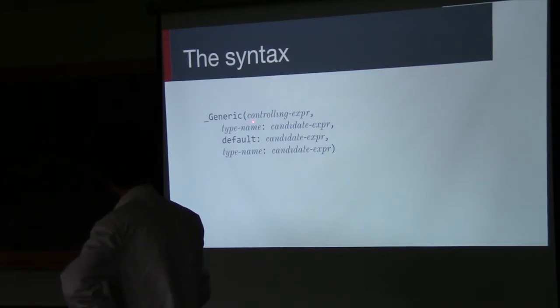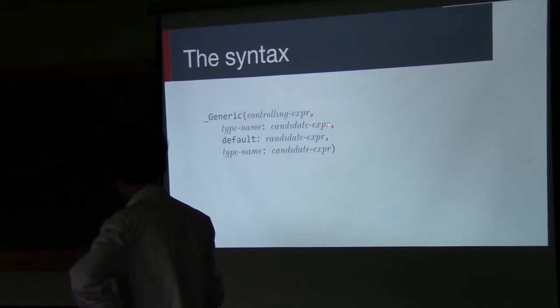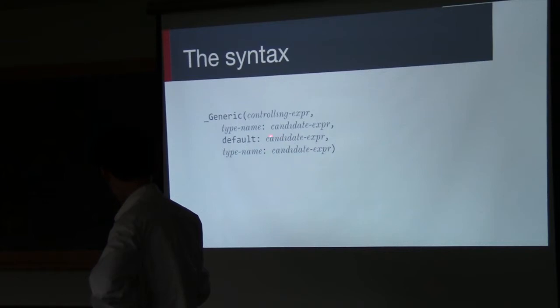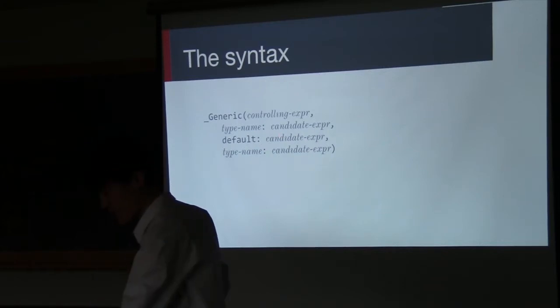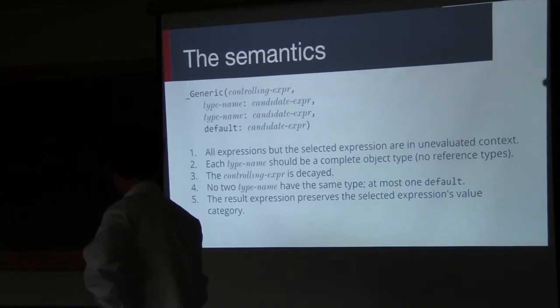So the first argument is a controlling expression. Each one of these is called a generic association. And the part before the colon should be a type name or default. And the next part is an expression to choose from. Let's see what those mean.